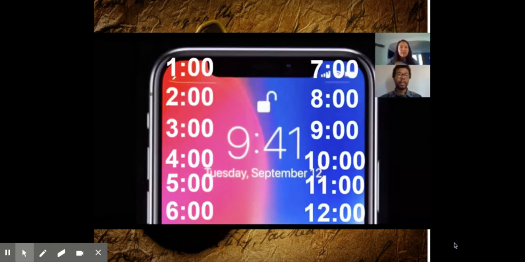1 o'clock. 1点. 2 o'clock. 2点. 3 o'clock. 3点. 4 o'clock. 4点. 5 o'clock. 5点. 6 o'clock. 6点.